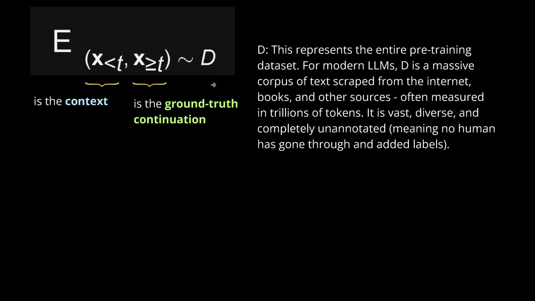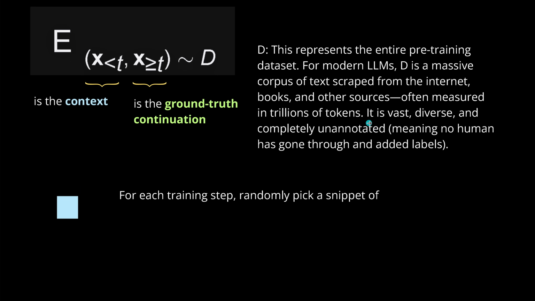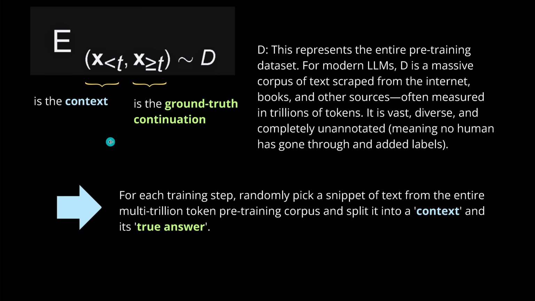So, and we sample this now. And what do we sample? We sample two parts. One is a context and one is a ground truth condition from those data. So what we do, for each training step at a time t, we randomly pick a snippet of text from the entire multi-trillion token pre-training corpus and split it simply into a part of the context and a ground truth continuation, or simply a correct answer, or a grounded answer, or a true answer, whatever you like.